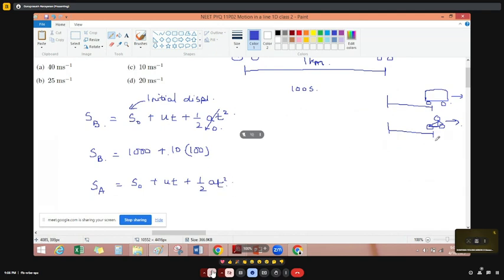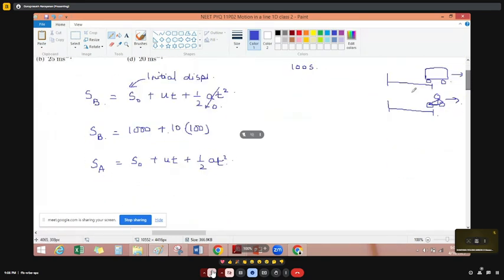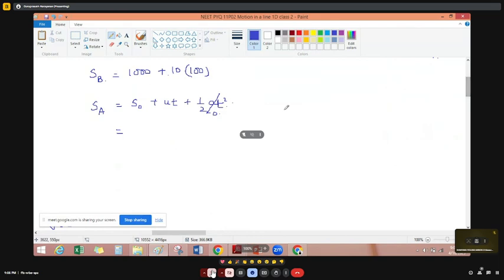They ask, what is the speed with which the scooter has to follow? Acceleration is not given, so you can assume that you are going at a constant speed. Acceleration is 0. Initial displacement, anybody? If I say this is my reference point, then the scooter's initial displacement is at the same reference point, so initial displacement is 0. Only the bus is ahead, by 1000 meters. The scooter is not ahead of anything, so this will become 0. U is what I have to find, the velocity of the scooter.